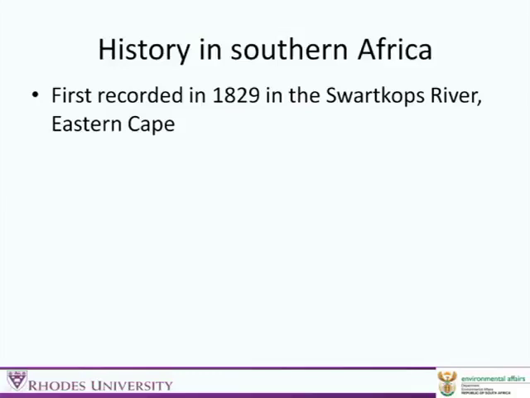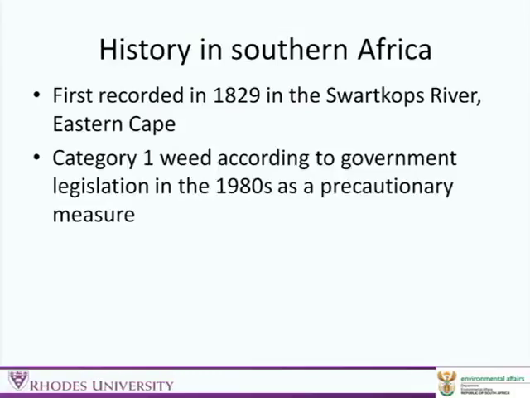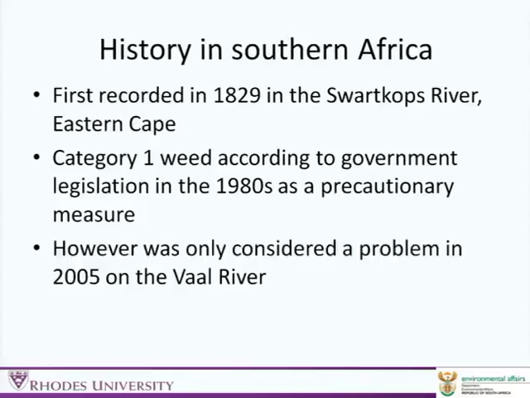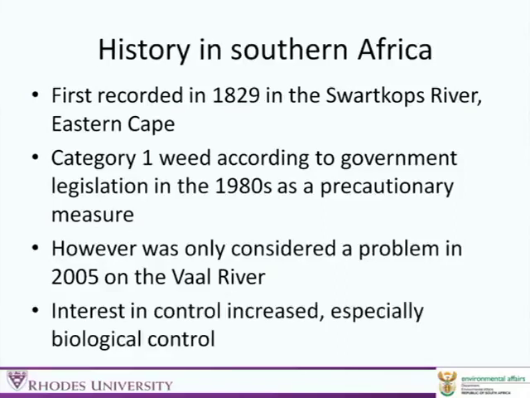So just a bit of history in southern Africa. It was first recorded in 1829 in the Swartkops River in the Eastern Cape. It was considered a Category 1 weed in the 1980s, and this was done primarily as a precautionary measure due to its weedy nature in North America. It was only really considered problematic in 2005 on the Vaal River. That's probably because we got a handle on our floating aquatics like water hyacinth on the Vaal, which opened up a new niche for our submerged weeds to start taking over. And obviously with that we have an increased interest in biocontrol, or in management and control, especially biocontrol.